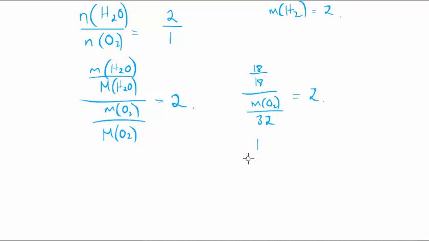So 1 is equal to 2 times this. The 2 will cancel with the 32, so there will be mass oxygen over 16, and then just multiply both sides with 16, and so I get the mass of oxygen will be 16.